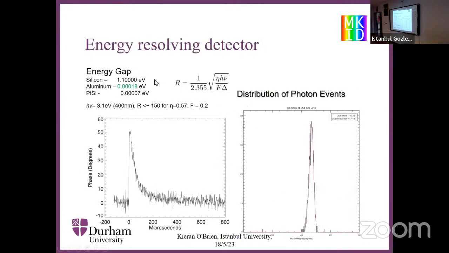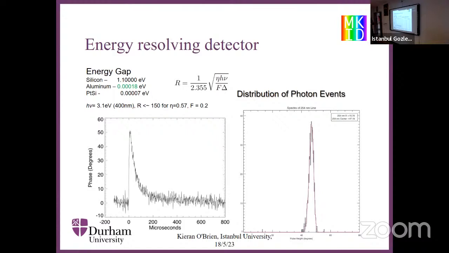So as I said, shown up here in the top left is the typical energy gap of some of the materials that we talk about. On the left here, you can see that in aluminium and also platinum silicide, which is a material that we use nowadays, the energy gap is many tens of thousands of times smaller than it is in silicon. If you use this energy gap, you can get a measure of the intrinsic energy resolution of the device from a simple equation, and this is shown on the bottom right here.